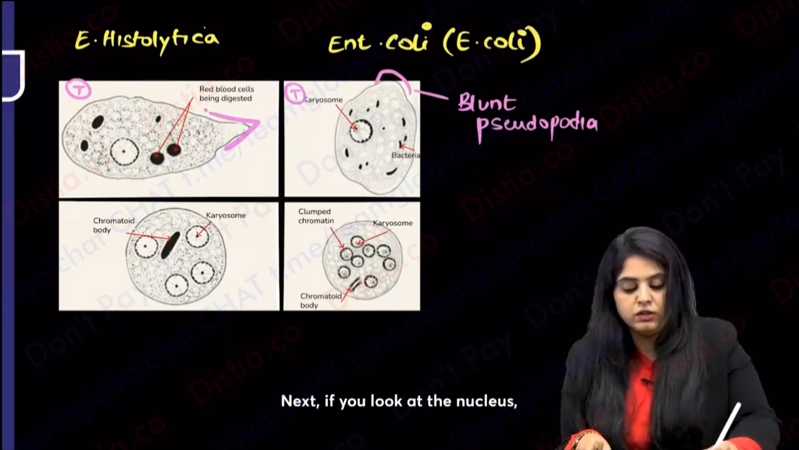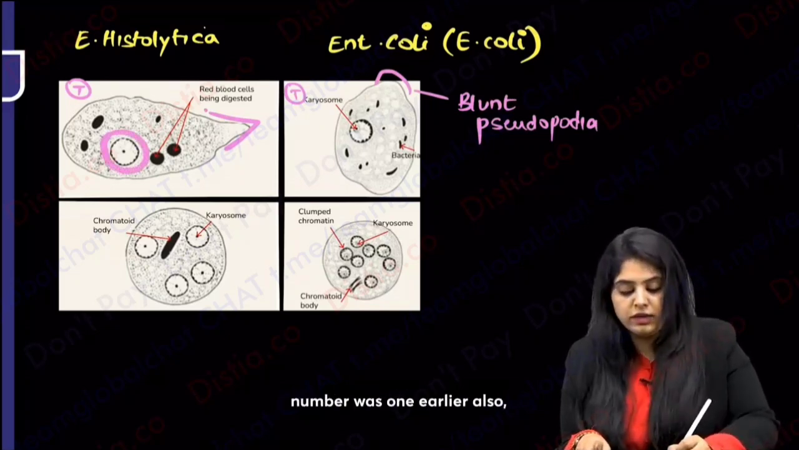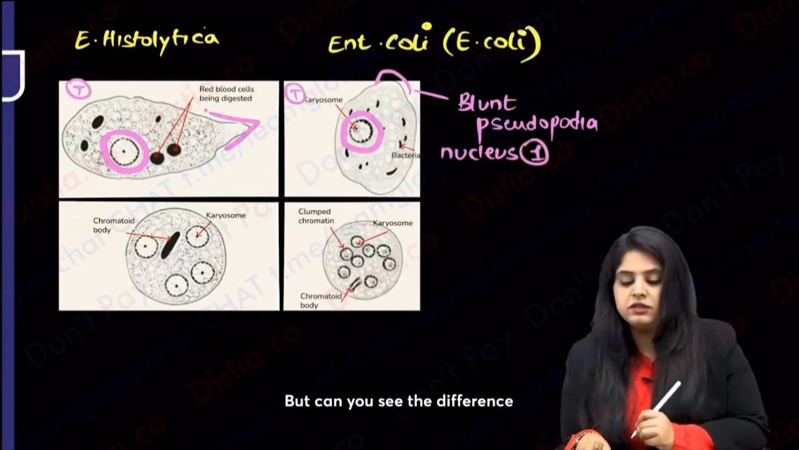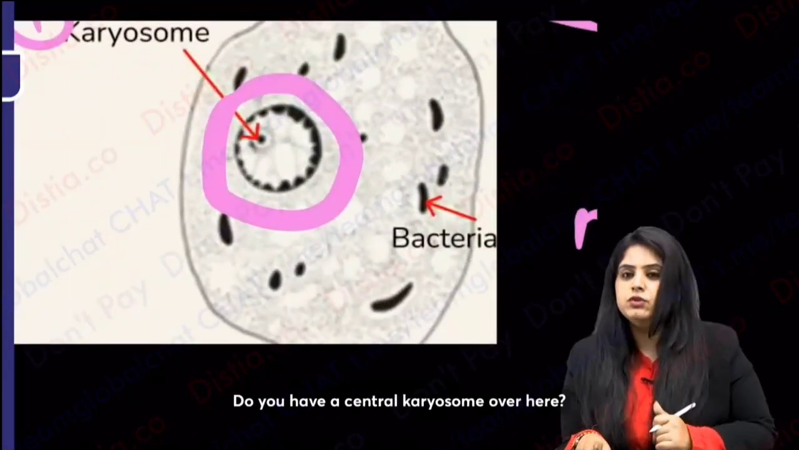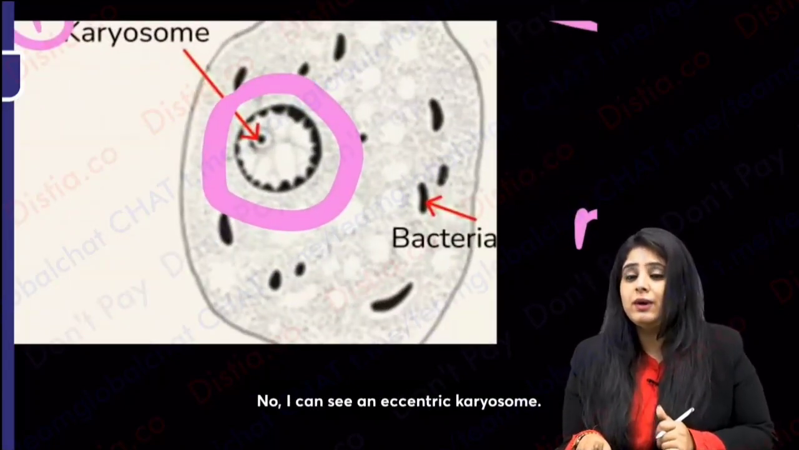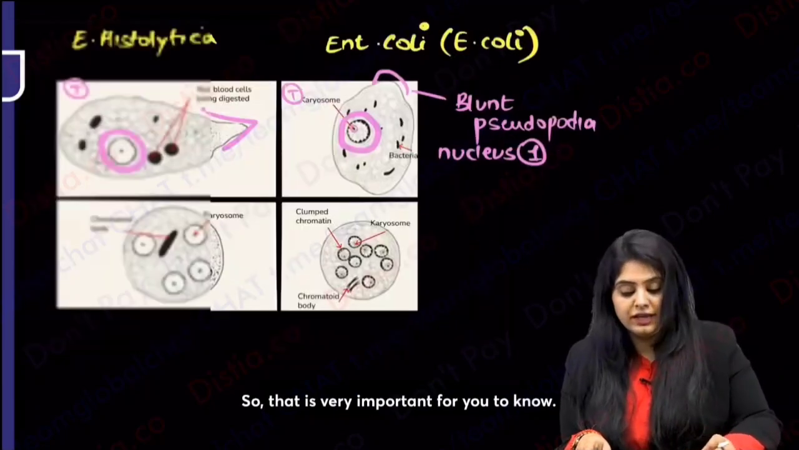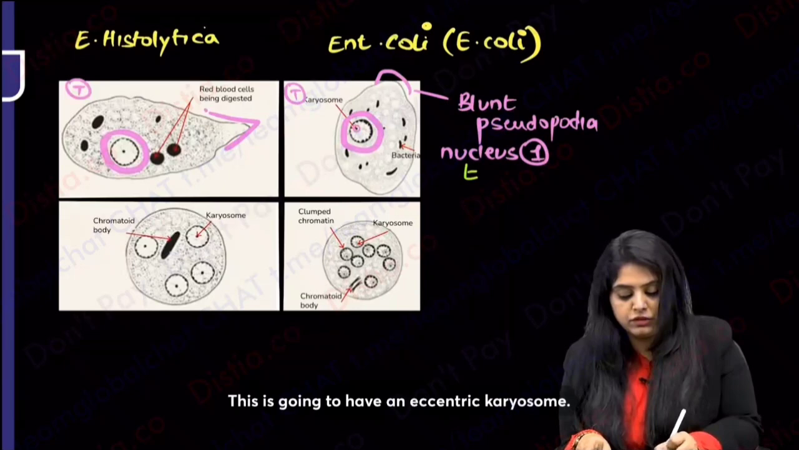Next, if you look at the nucleus, the number was 1 earlier also in Entamoeba coli. The nucleus is 1, but can you see the difference in the shape, the structure? Do you have a central karyosome over here? No, I can see an eccentric karyosome. The dot is somewhere at the periphery. So that is very important for you to know. This is going to have an eccentric karyosome.